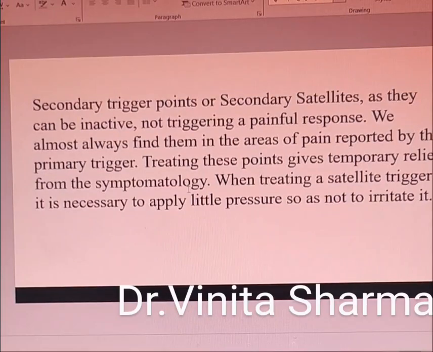Secondary trigger points, or secondary satellite trigger points, can be inactive, not triggering a painful response. We almost always find them in the area of pain reported by the primary trigger point. Treating these points gives temporary relief from the symptoms. When treating a satellite trigger point, it is necessary to apply little pressure so it's not irritated, because we are not treating the main area. So we are treating where the patient feels pain, because he is giving us a response.